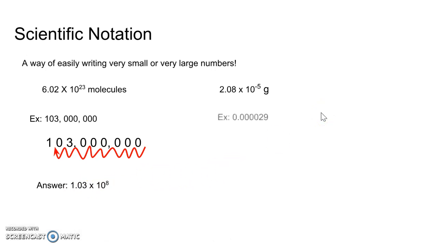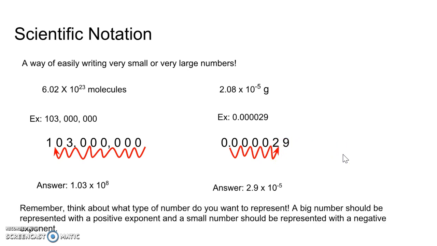Let's do it with a small number. So here's my example. In this particular case, you just go until after the first non-zero number and you move to the right. So 1, 2, 3, 4, 5. And so I get 2.9 times 10 to the negative 5th. Now the negative is important because it represents small numbers. The positive exponents will represent big numbers.